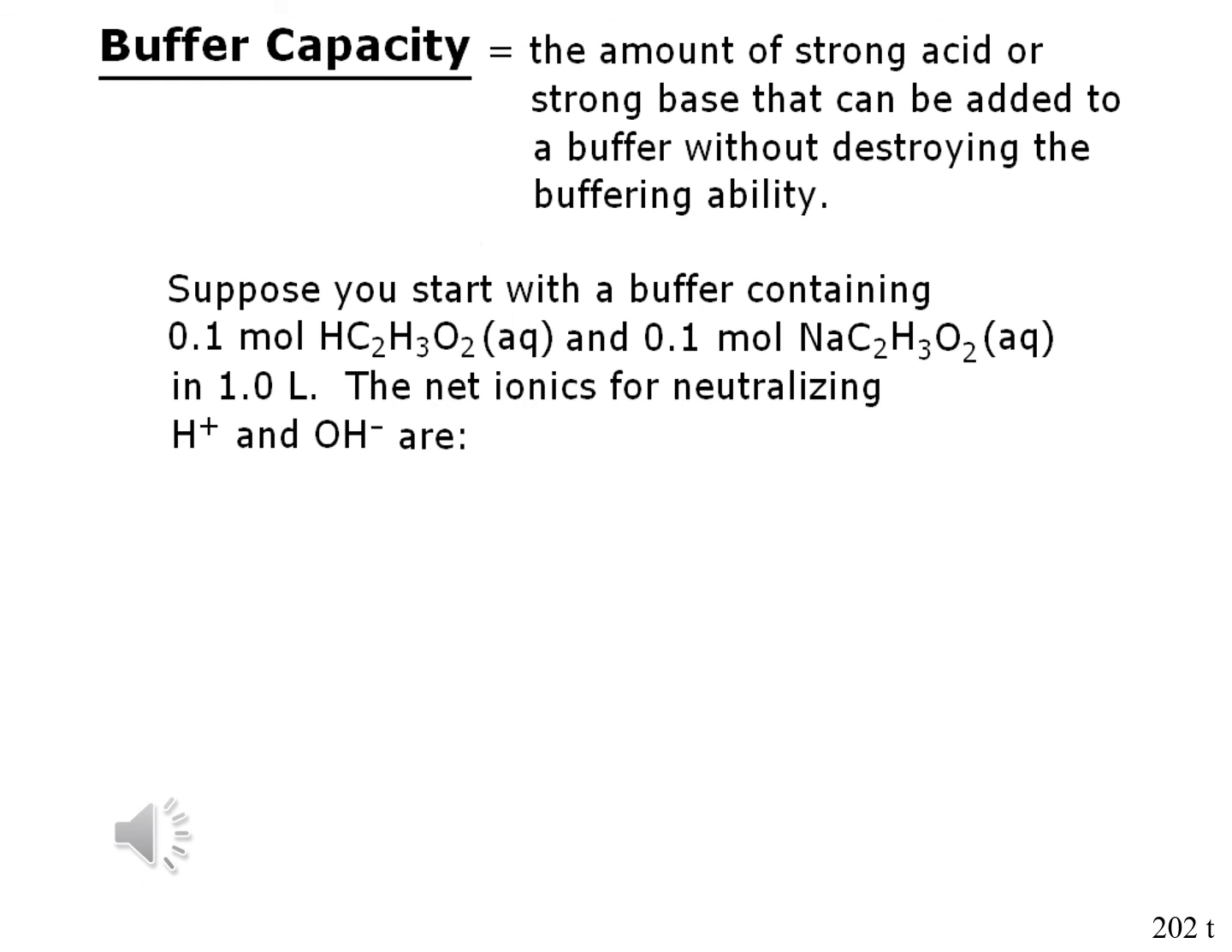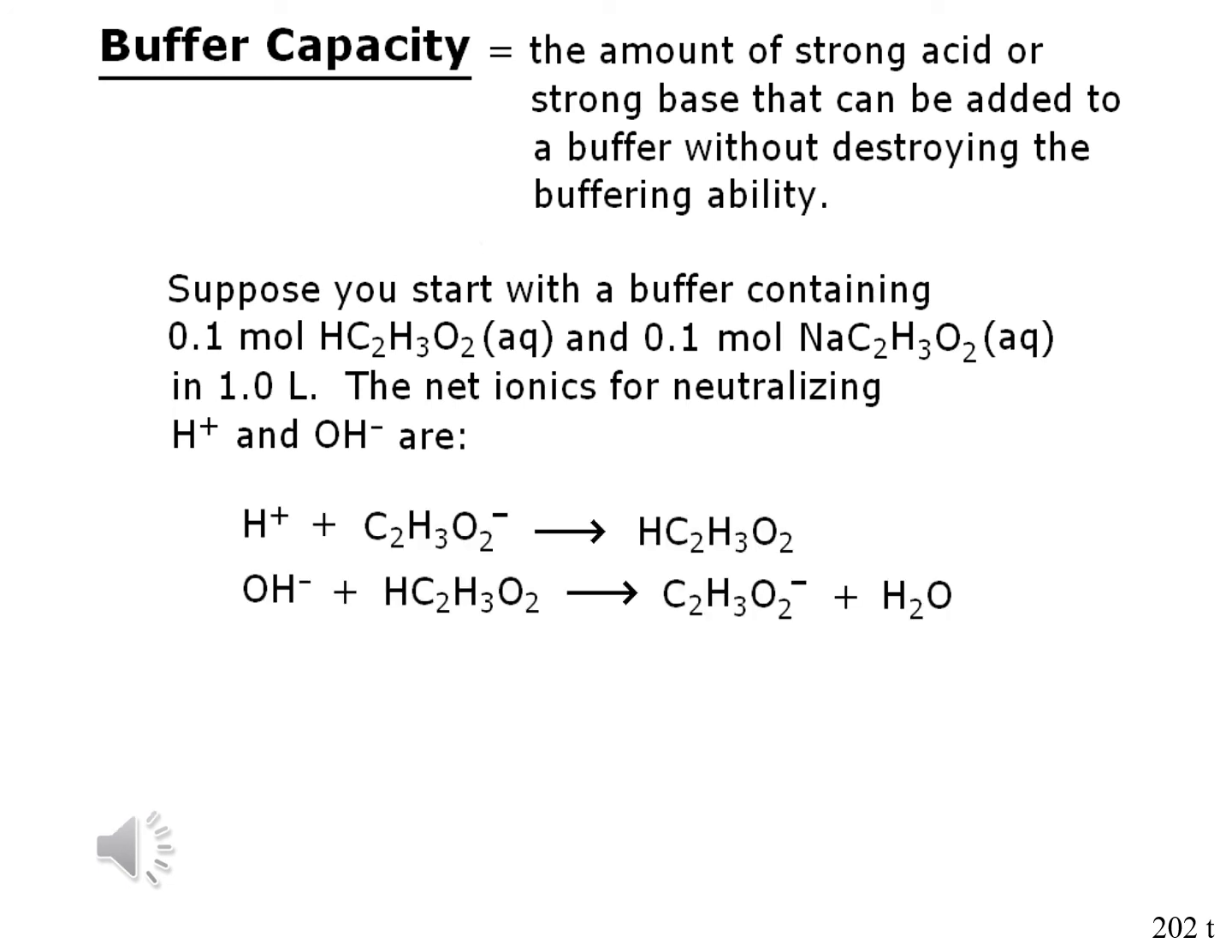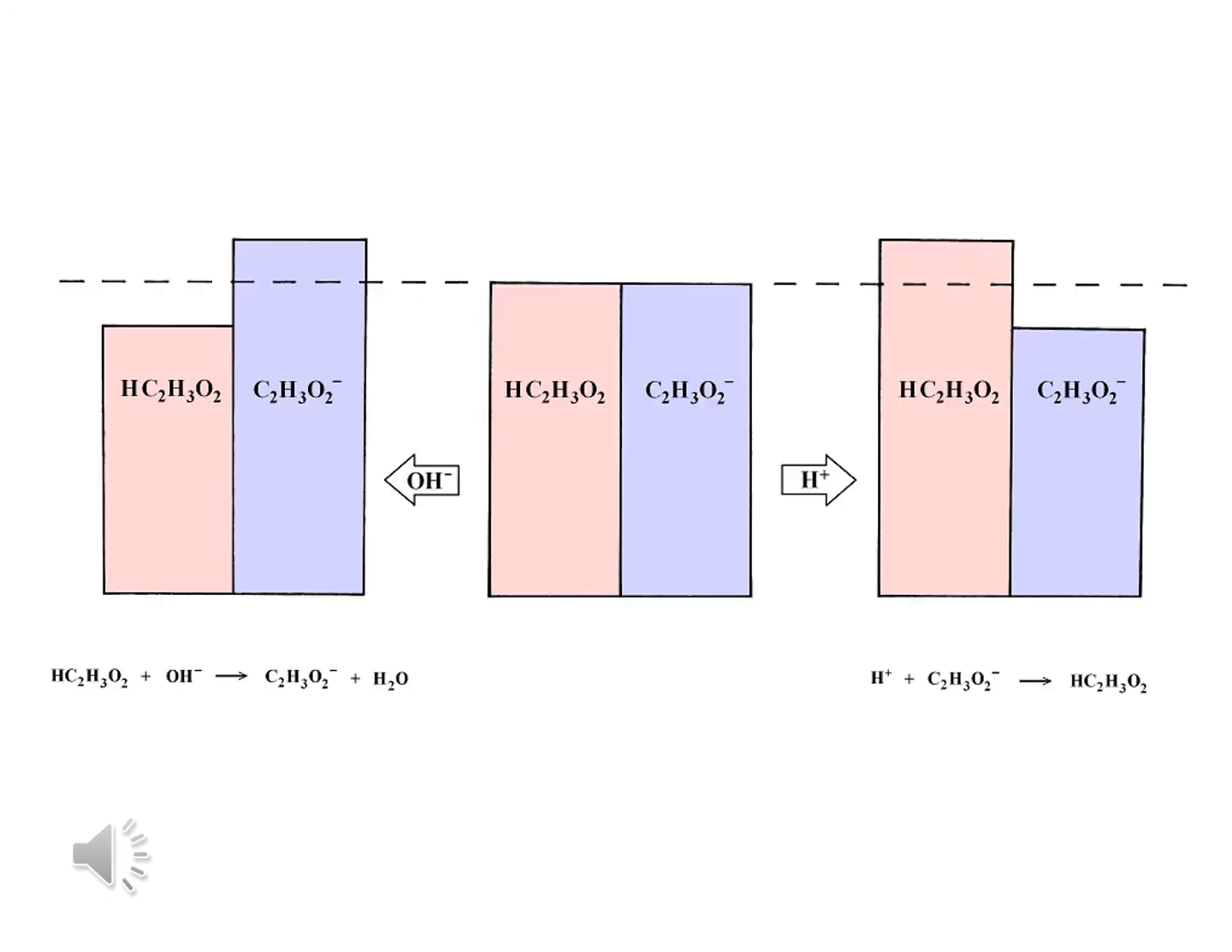I'm going to use the example of the equimolar acetate buffer to demonstrate this. Let's say you have a buffer with 0.1 mole each of acetic acid and sodium acetate. We've already looked at the net ionics for this buffer soaking up acid and base. The base part soaks up the acid and the acid part soaks up the base. Looking at this in the columns, I showed what happens to the acid and base when you add.